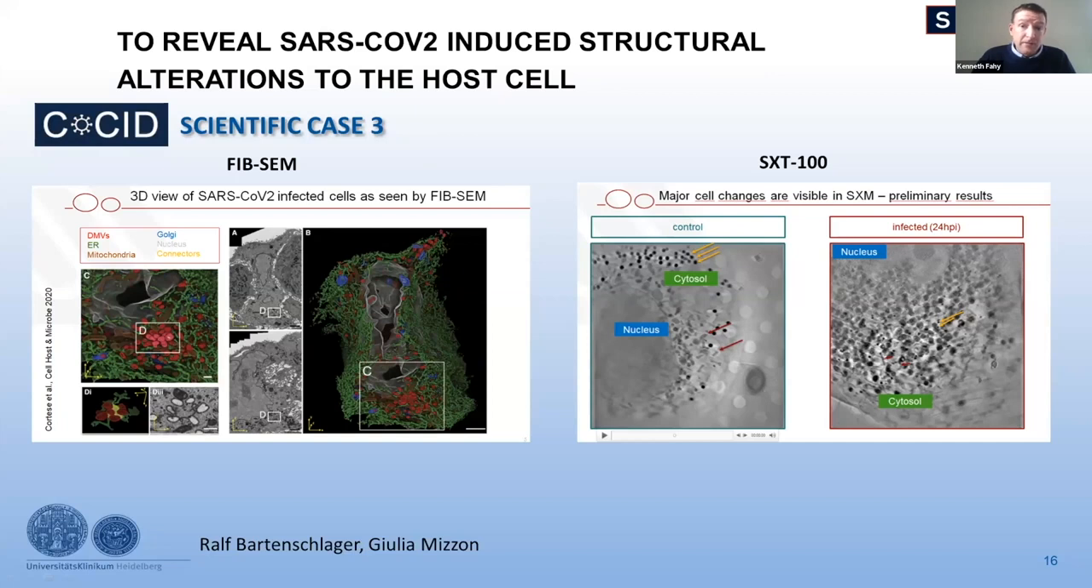So preliminary SXT100 results reveal a reduction in the size and the number of the lipid droplets, as shown here on the right-hand side, as well as crowding of the cytosolic vesicles and elongated mitochondria peripheral to the crowded area. So these analyses are ongoing, and Ralph and his colleagues will shortly move to using the SXT100 to investigate other viruses as well, for example, the dengue virus.